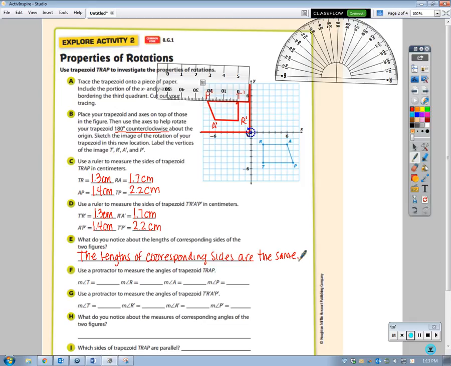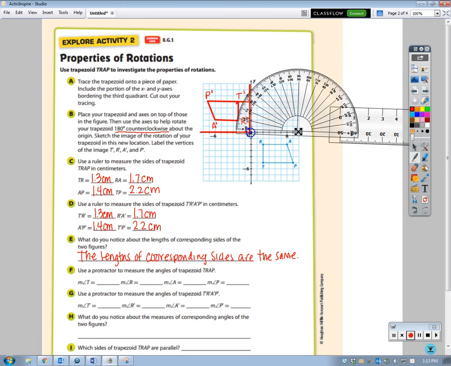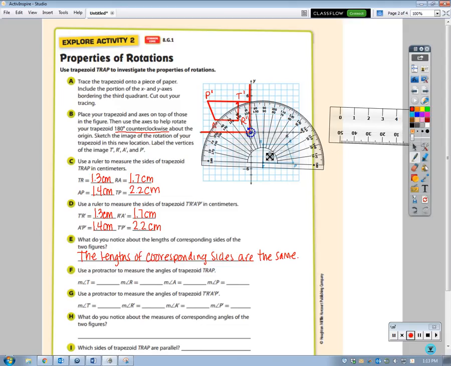Okay, so the next thing it's going to have us do, as it has been doing with translations and reflections, is we're going to compare angle measures. So we're going to measure all the angles of our pre-image, trapezoid TRAP. First angle we're looking at is angle T, so I set my vertex here. And this is a 90-degree angle, so it's a right angle, so I know that that's going to be 90 degrees.